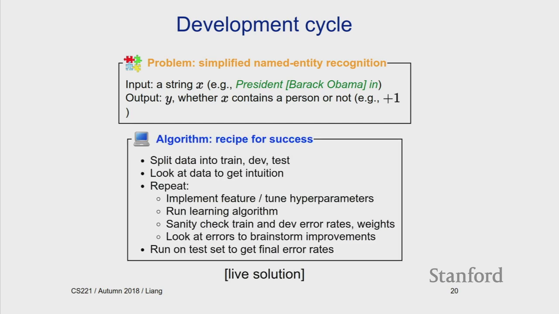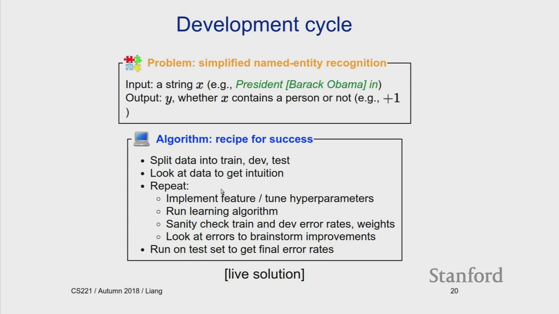Okay, so here is the recipe for success. And this is just a template to follow when you're doing machine learning. So you have your data set. You want to split it into training, development, and test, where development is, think about it as a validation set. First, you look at the data to get some intuition, the training data, not the test data.